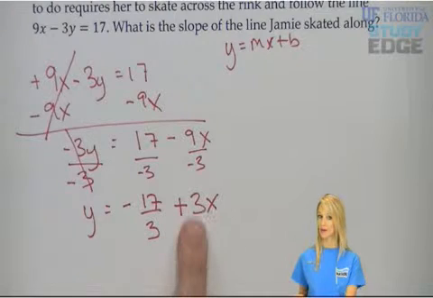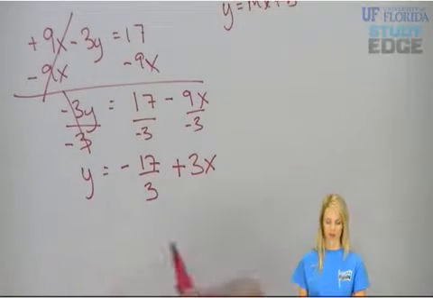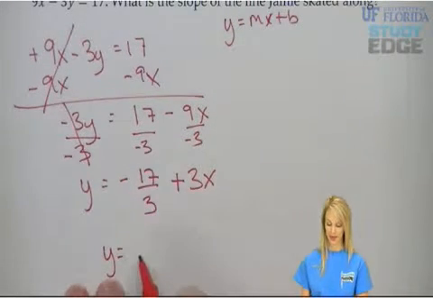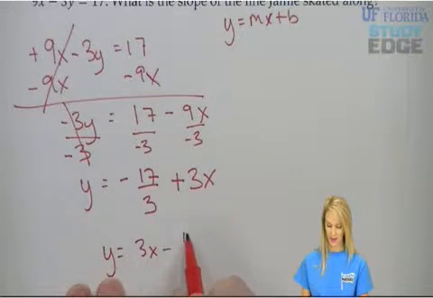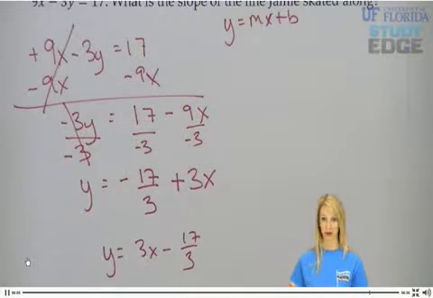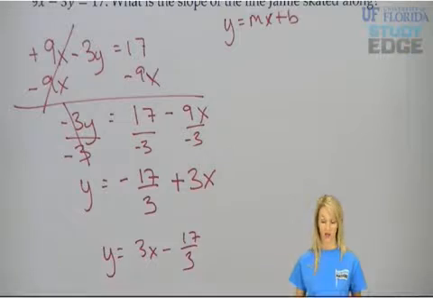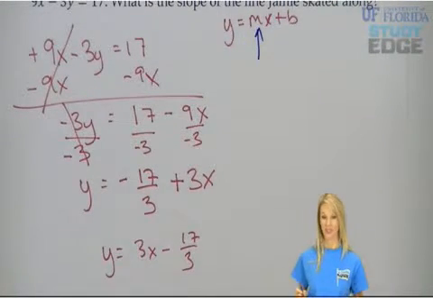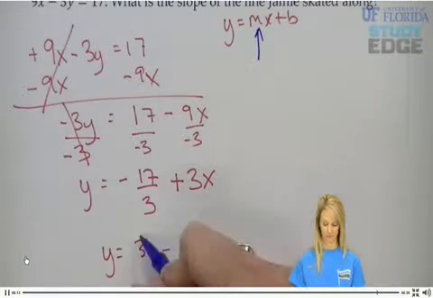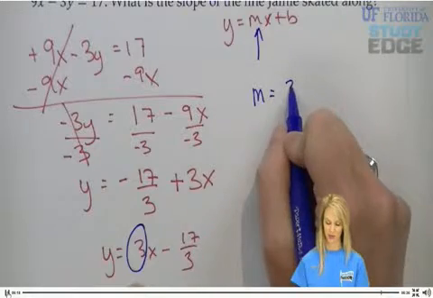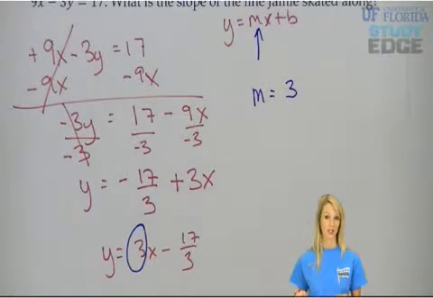Is it okay that we have it in this order? Yeah, we can rewrite it. We could rewrite it so that our x term comes first. We could rewrite it as y equals 3x minus 17 over 3, and that's just fine. It means exactly the same thing. Now, we're not done yet. We want to look for m. Remember, we're trying to get our slope. We're trying to get our value of m. So what is the number that comes before the x? 3. Our slope is m equals 3. We wanted to write it as a fraction.